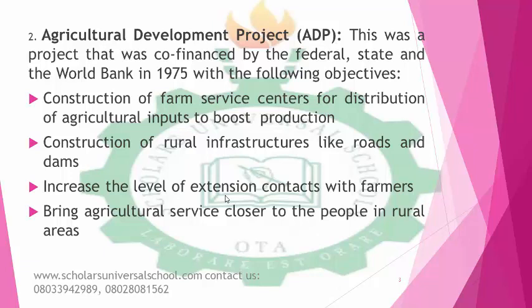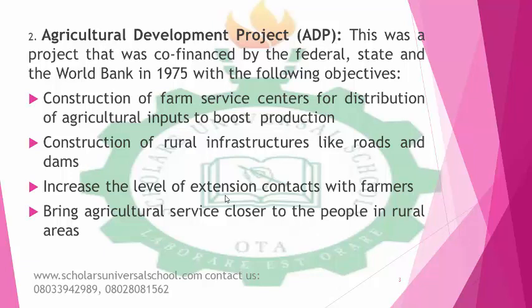Number one, construction of farm service centers for distribution of agricultural inputs to boost production. They try to look for a way to provide service centers that will help to distribute improved seedlings to farmers that will help to boost agricultural production. Now, the second objective under this policy was construction of rural infrastructures like roads and dams. Now, this was to aid the farmers to help them in their farming process, providing rural infrastructures for farmers that are in the rural areas and providing dams to help them to water their crop.